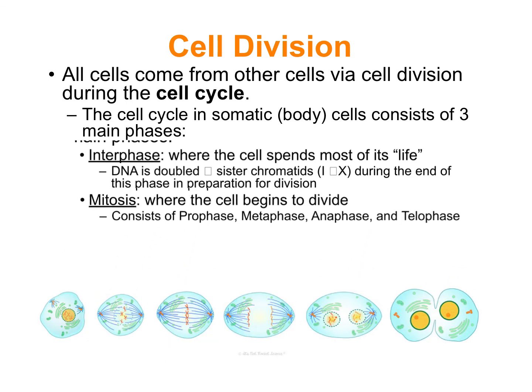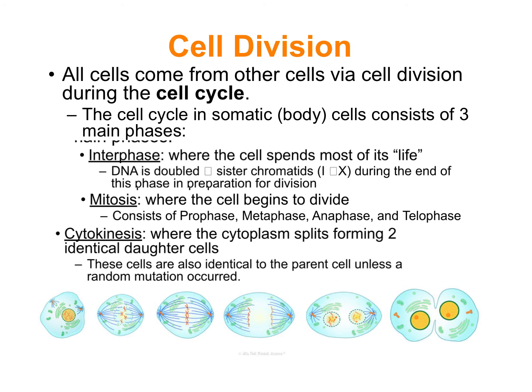Then we have mitosis, and this is where the cell actually begins to divide. And this is our PMAT. It consists of prophase, metaphase, anaphase, and telophase. And then lastly, the kind of odd one all off by itself is cytokinesis. This is where the cytoplasm splits, forming 2 identical daughter cells.